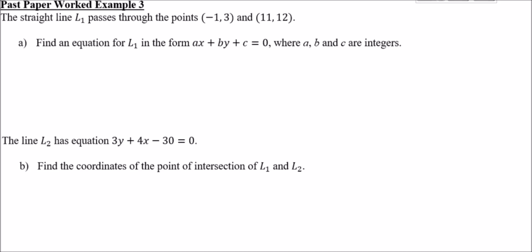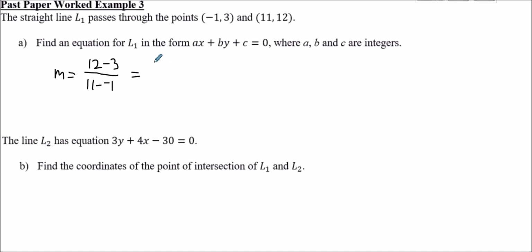What I'd suggest we do is to work out the gradient of the line, and then we can take it from there. We know 2 points, so let's just work out the gradient. Seems a fairly natural thing to do. If we can work it out, may as well work it out. So the gradient is the change in y between these 2 points, 12 minus 3, divided by the change in x, 11 minus minus 1.